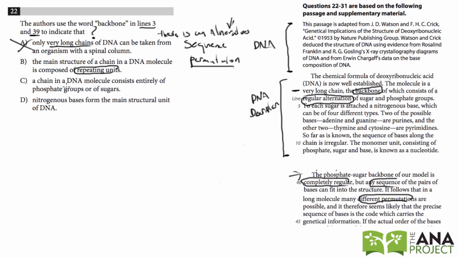C, a chain in a DNA molecule consists entirely of phosphate groups or sugars. It's not what we said, and it's not what it said in the text. D, nitrogenous bases form the main structural unit of DNA. No, we talked about repeating, alternation, alternating, sequence, permutation. So the best answer is B.